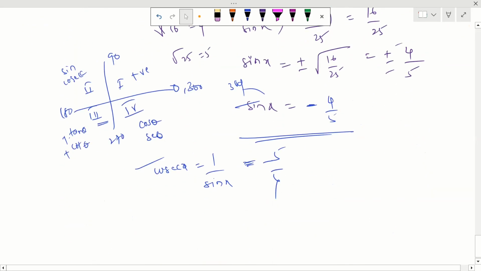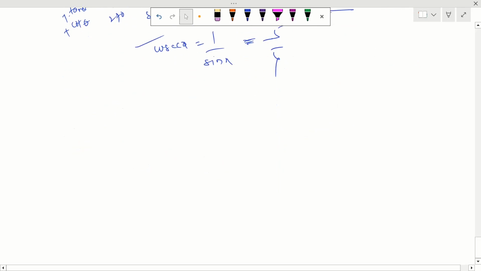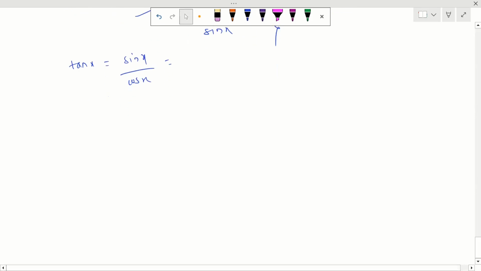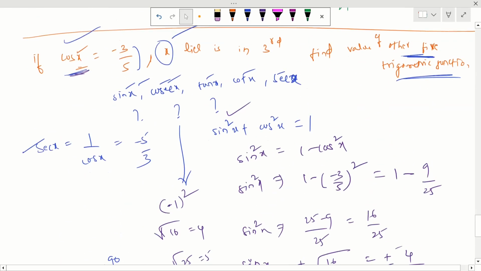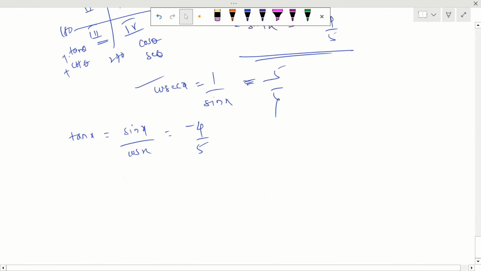Now we can find tan x. Tan x is sin x divided by cos x. Sin x is minus 4 by 5, and cos x is minus 3 by 5.